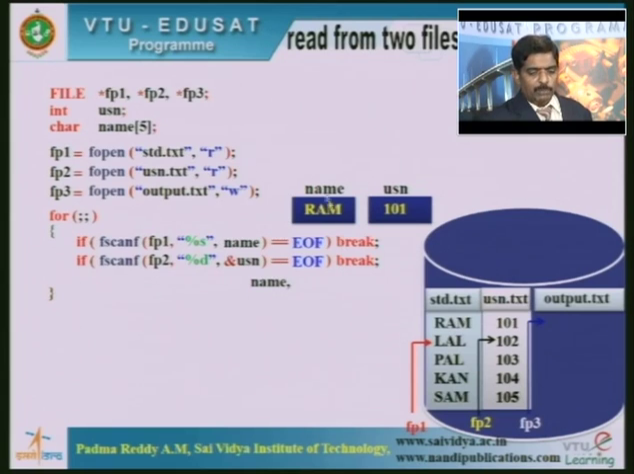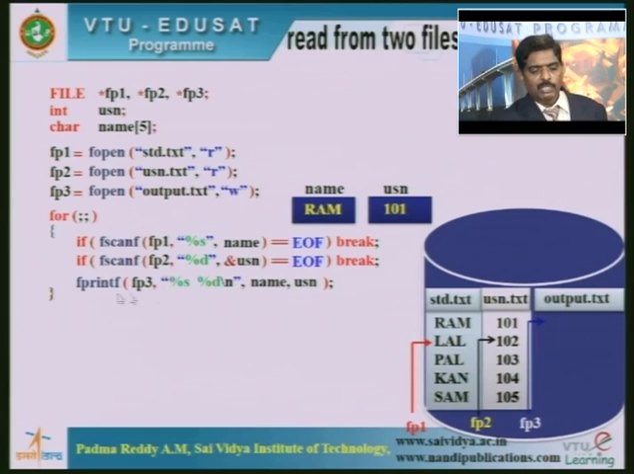Here we are supposed to write a name and usn into this particular file. Name is a string, so we use %s. usn is an integer, so we write %d, and then backslash n at the end, which means we are going to the next line. So we have to write name, usn and attach a new line character into fp3. That can be done using the fprintf function.